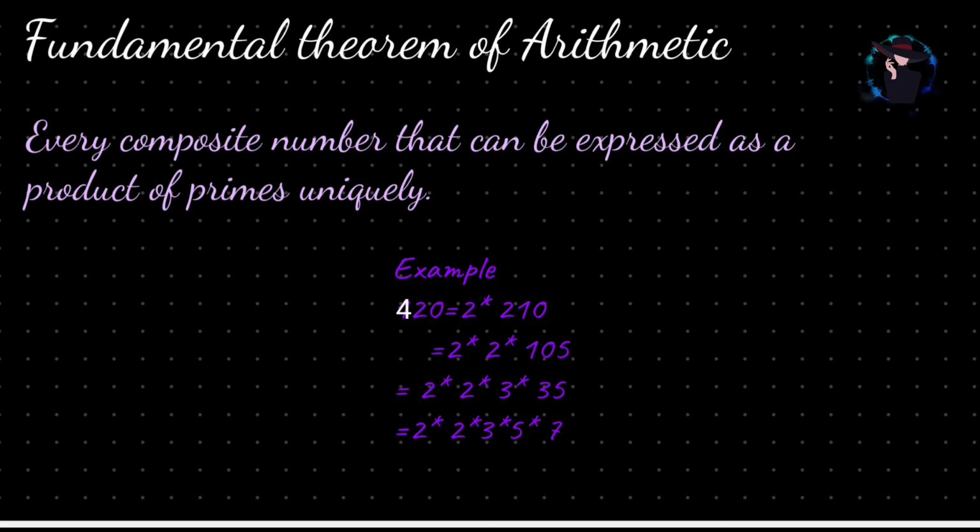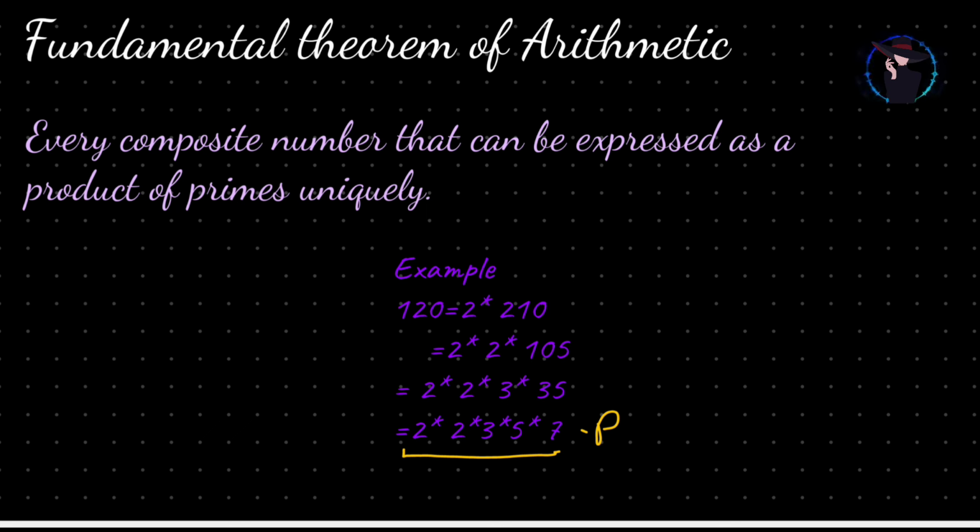Then 210 can also open as 2 into 2 into 105. 105 can further open as 3 into 35, right? So 2 into 2 into 3 into 35. Then 35 can also open as 2 into 2 into 3 into 5 into 7. We got all the prime numbers. This cannot be opened further. So this method is known as the fundamental theorem of arithmetic.